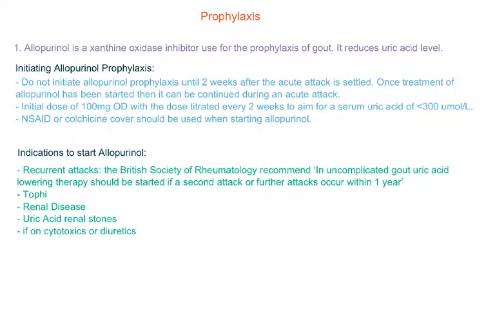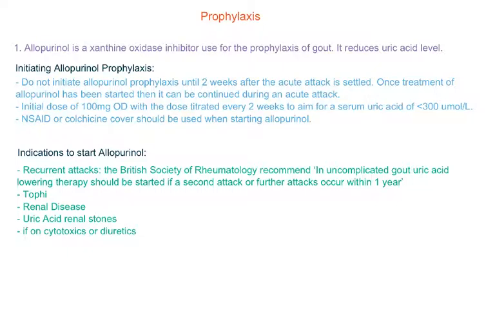We start with a lower dose of 100 milligrams once a day, with the dose titrated every 2 weeks to aim for a serum uric acid level of less than 300 micromoles per liter. NSAID or colchicine cover should be used when starting allopurinol.